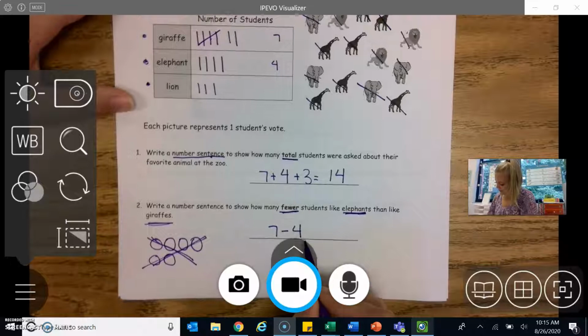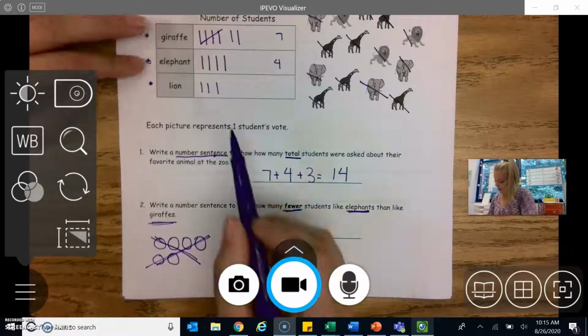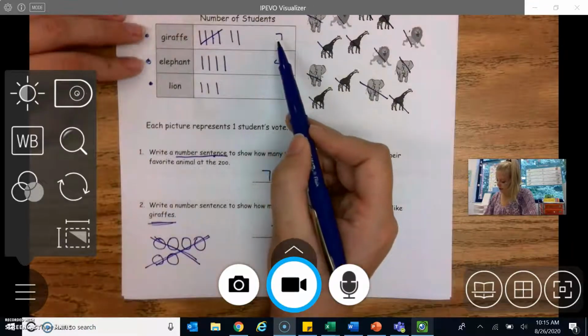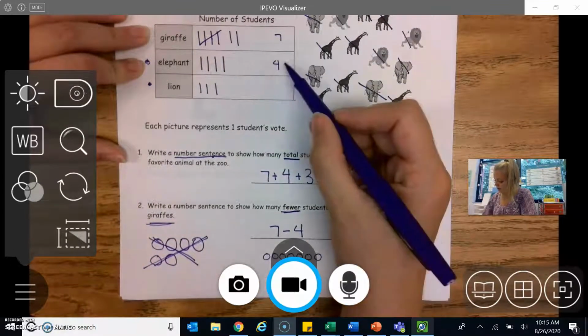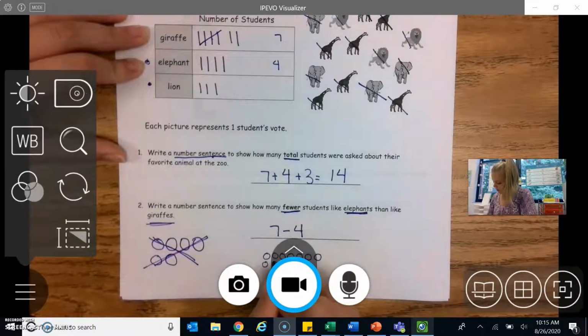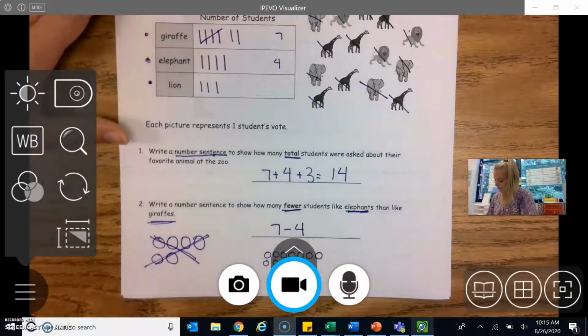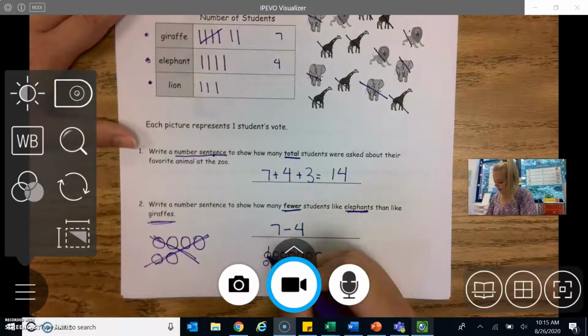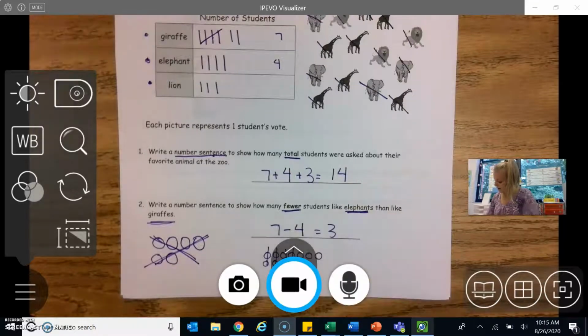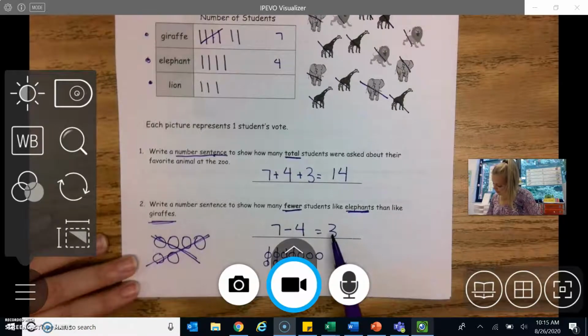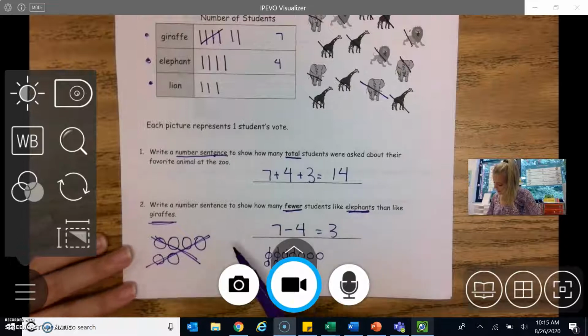Another way we can find out how many fewer is by doing the circles that I started. So we're going to do 7 for giraffes. 4, 5, 6, 7. For elephants, we're going to do 4. Okay? And then we're going to look at our pairs. How many do I have left over? 2, 3. So that means 3 fewer students liked elephants than giraffes.